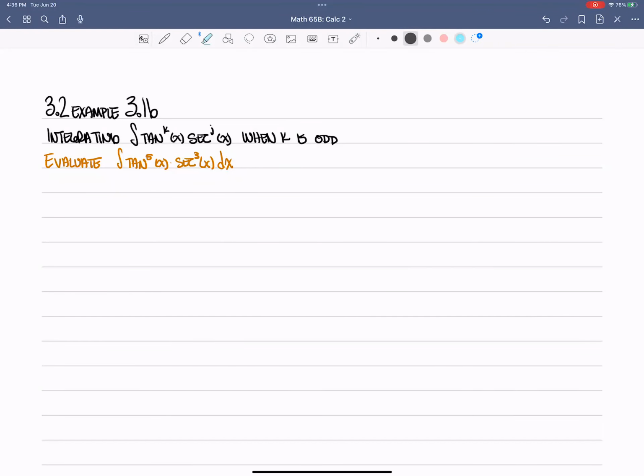Section 3.2, example 16, integrating this when k is odd. Evaluate the integral of tan^5 x sec^3 x dx. Now that we have tangent and secant, both of those are odd. I feel really comfortable taking both of those out. Let's remember what the difference between the two was.